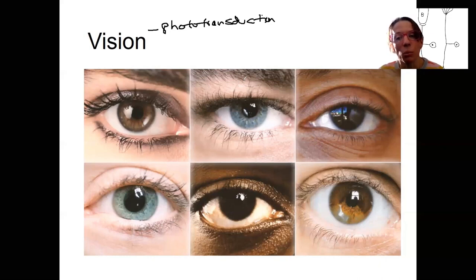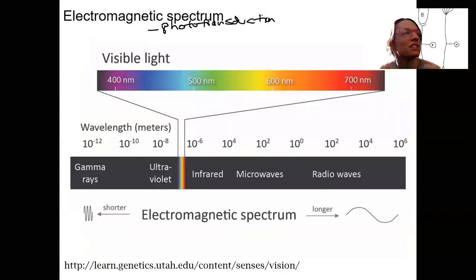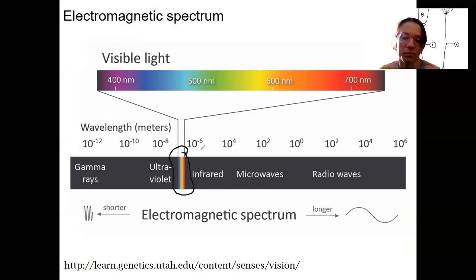So I want to start with, what is the stimulus for vision? Obviously, you know it's light. Briefly, I want to talk about what this means. This integrates physics. And I'm not going to go into tons of detail on the physics here, besides to just let you know, when we talk about vision, we're talking about the visible light portion of the electromagnetic spectrum.